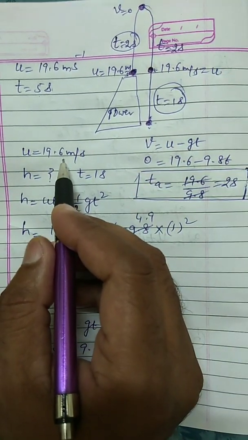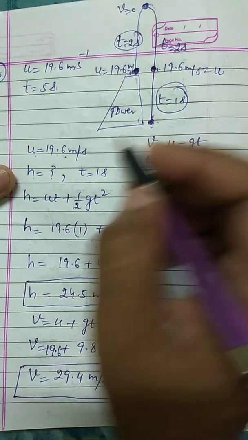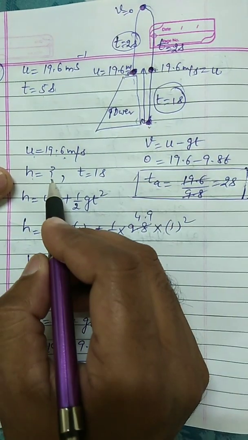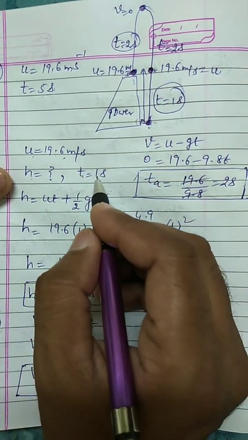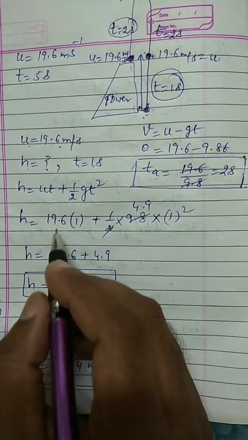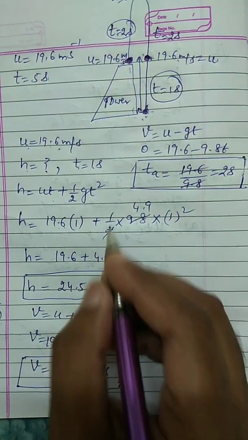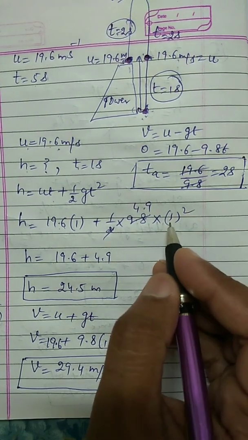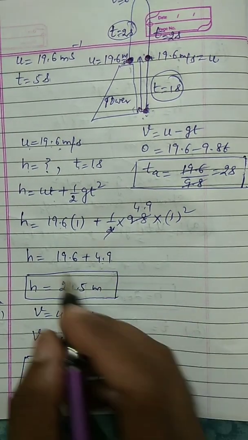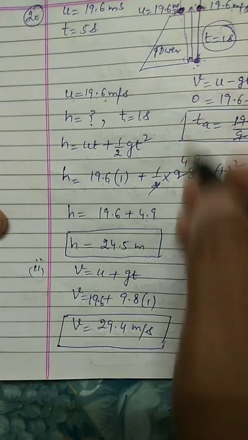So that I am going to write over here. So u is equal to 19.6 meter per second. Height of the tower I want to find. So vertical downward motion I'll consider from here to here. H is we want to find for the tower, time is 1 second from here to here. H is equal to ut plus half gt square. Now u is 19.6 here at this position. Time is 1 second plus half into 9.8 into 1 square. Time is 1 second, so square of that is same. 19.6 after solving 4.9. Add. After adding, you will get h is equal to 24.5 meter. So this is the height of the tower.